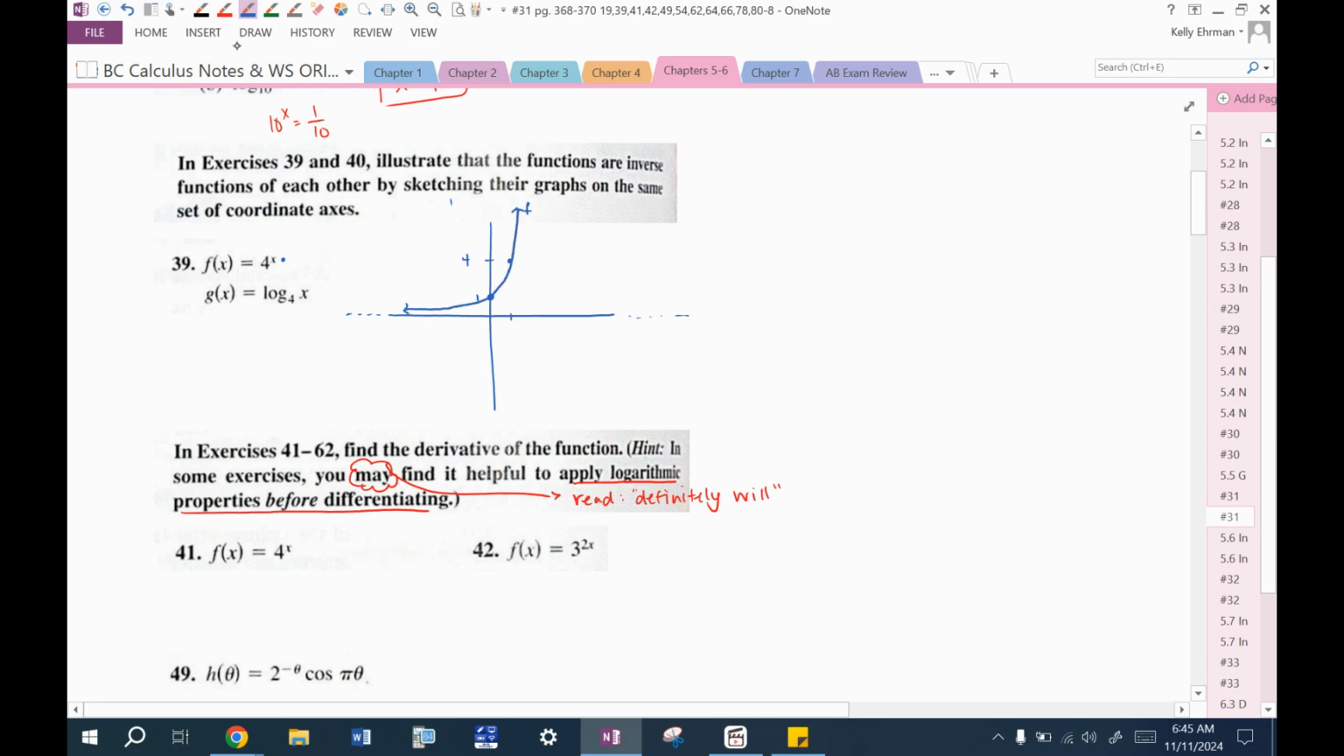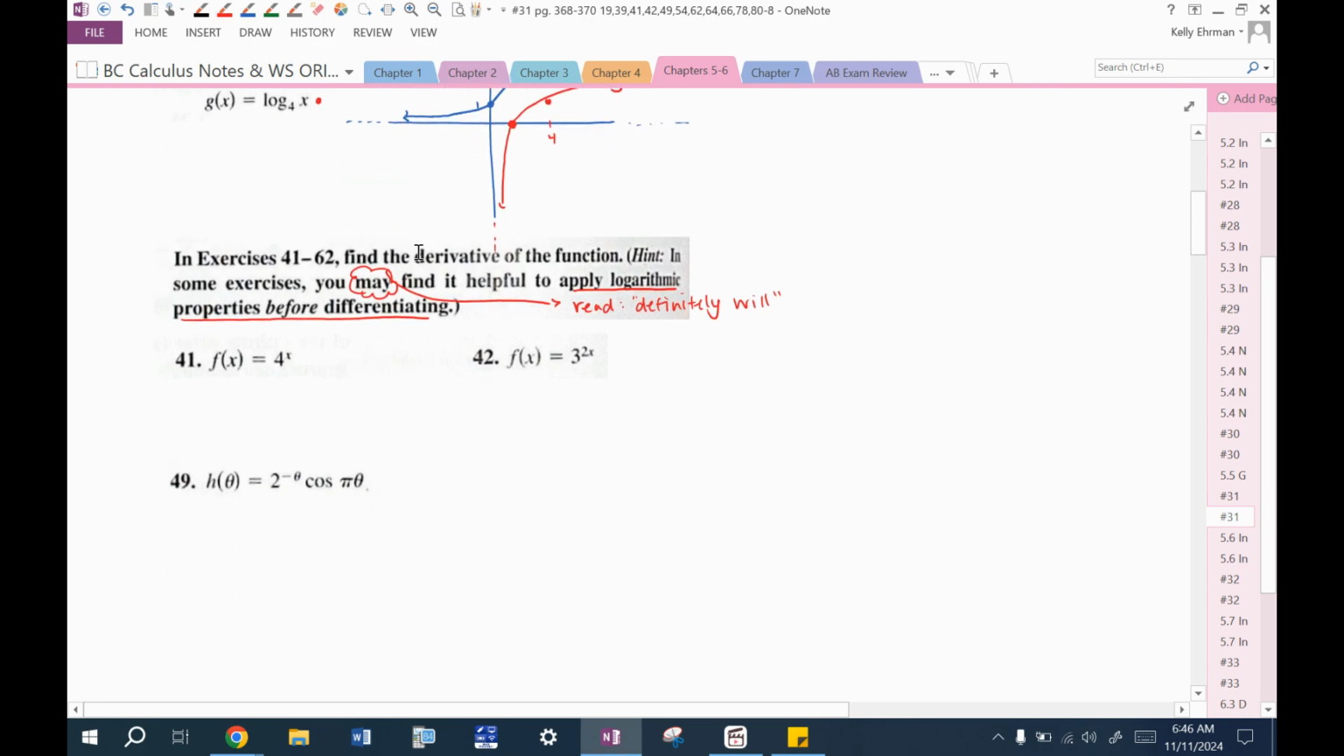So I'm just going to label that f. And then for log base 4, the nice points for a log graph are 1, 0. It has a vertical asymptote at x equals 0. And 4, 1. And so this has this general curvature. So yeah, these are inverse functions. They have that reflection across the line y equals x. So yeah, they look like inverses to me.